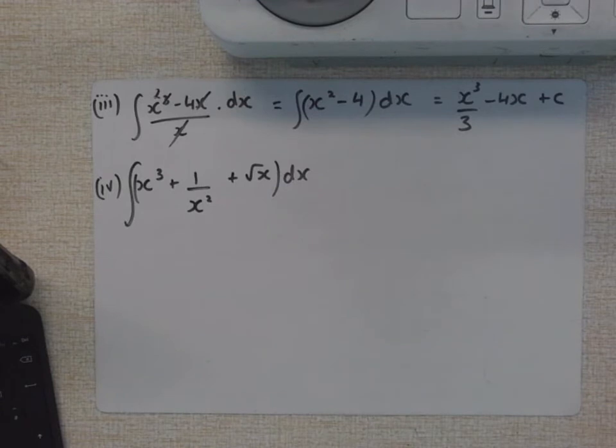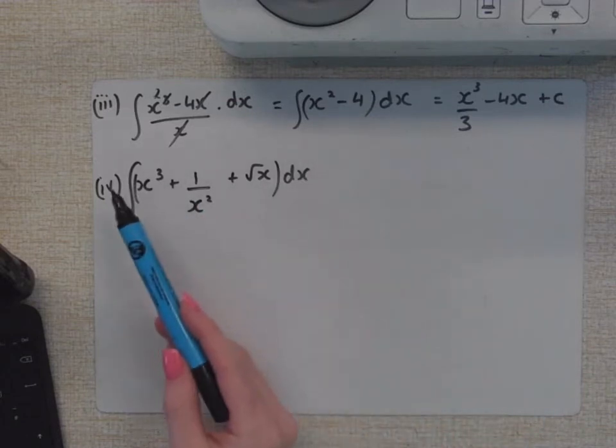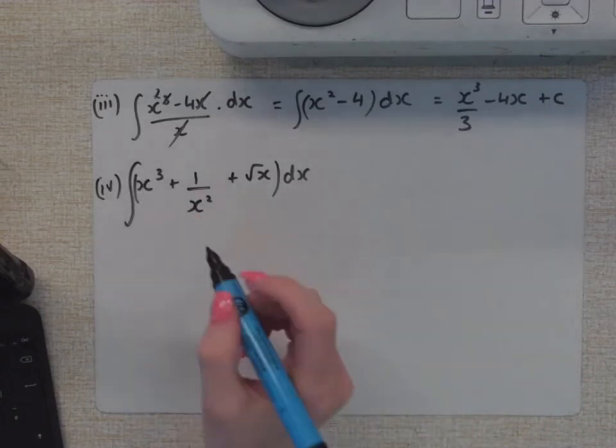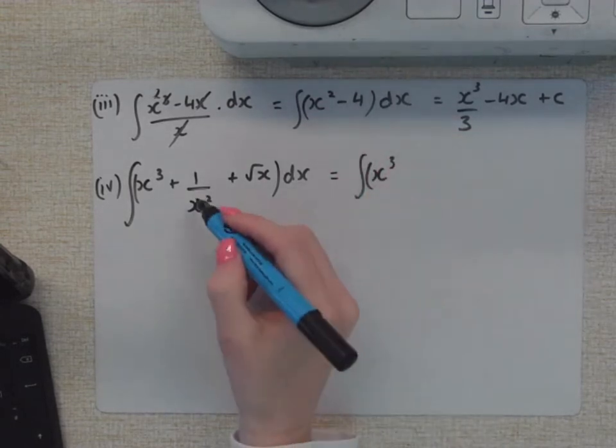And you don't want to have to use any rules like quotient rule, product rule, but we can use other rules, okay? So generally we'd be using our indices rules for these. So x cubed is just going to stay as x cubed, that's fine. 1 over x squared.